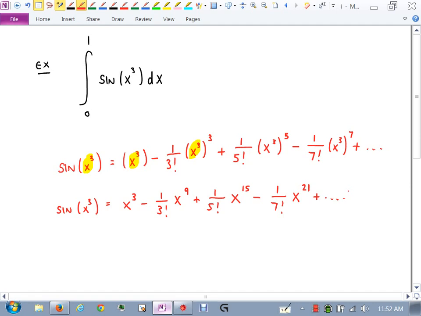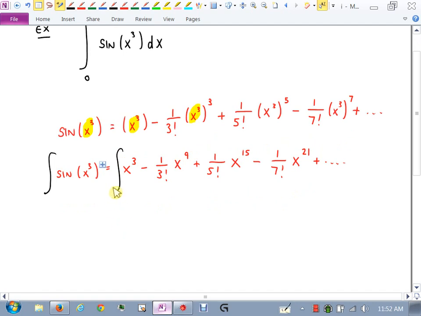Now let's integrate. So I'm going to integrate the left side with respect to x, right? Does that make sense? And I'm going to integrate the right side with respect to x. So I'm going to integrate this power series over here, and let's just do each one of these one by one. So this will be equal to, what's the antiderivative of x cubed? 1/4 x to the 4th, right?